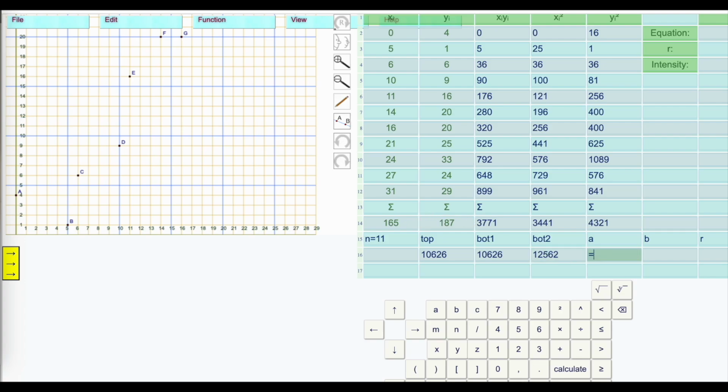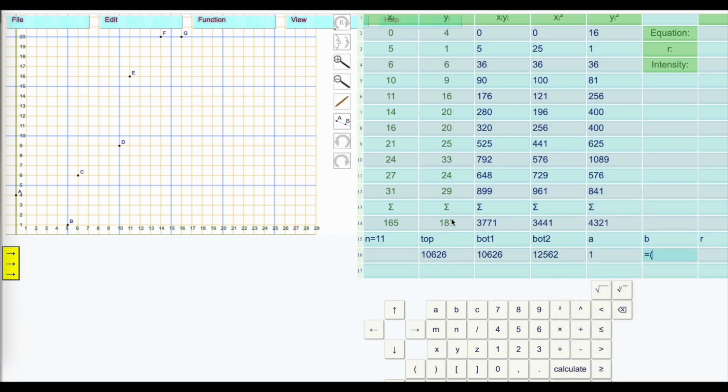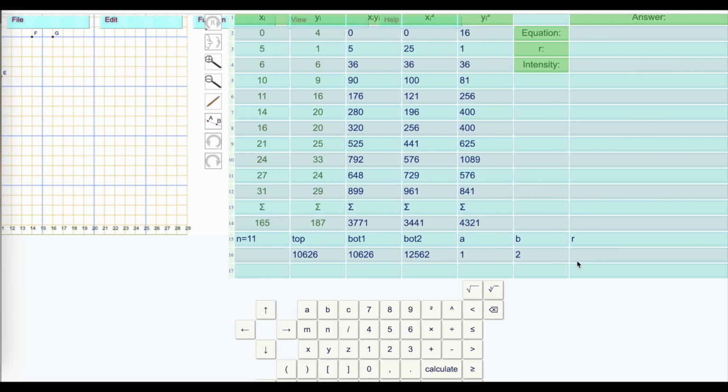The a is the top divided by the bottom 1, which is 1. The b is the sum of the y's, take away the a times the sum of the x's, all divided by n, which is 11. So the b is 2. The r, the linear correlation coefficient, is the top divided by the square root of the bottom 1 times the bottom 2, close the square root bracket.